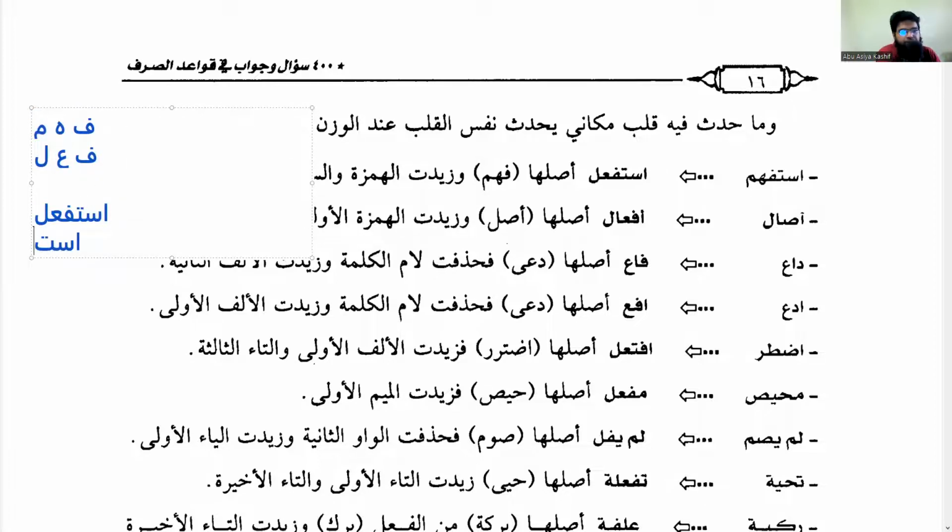Istafhama. Just replace the root letters fa, ain, and lam. This is the wazn. Wazn is what? Istaf'ala. So that's the answer.